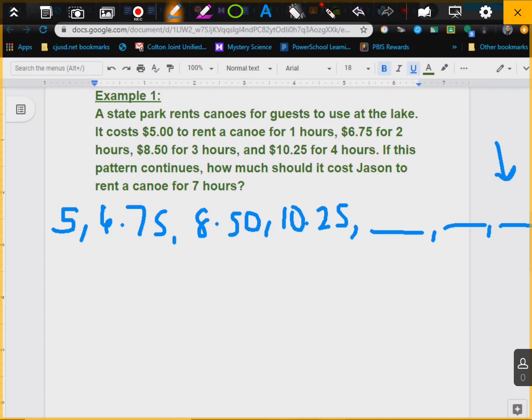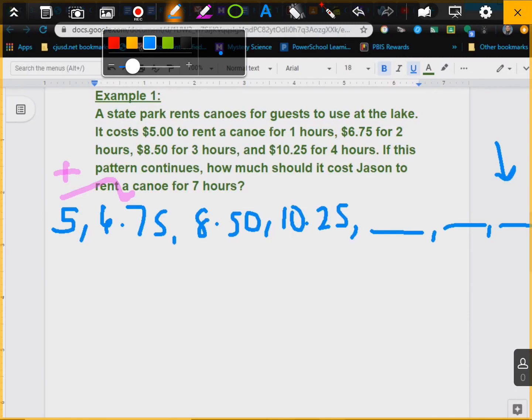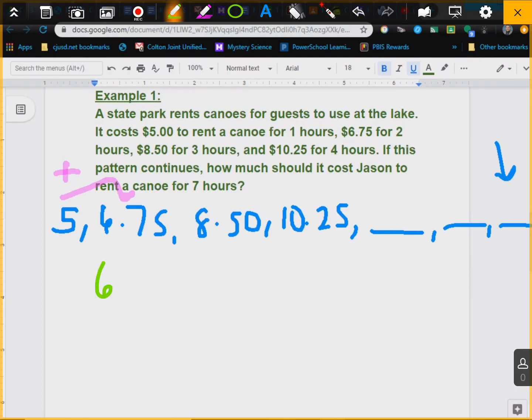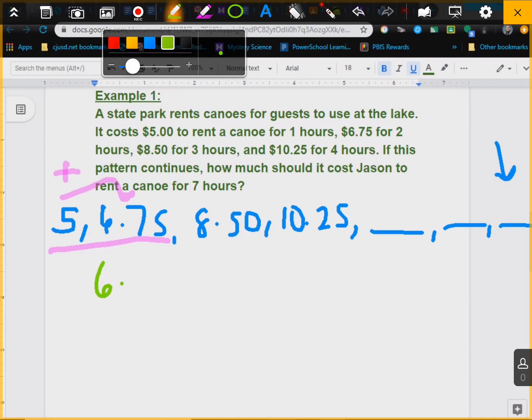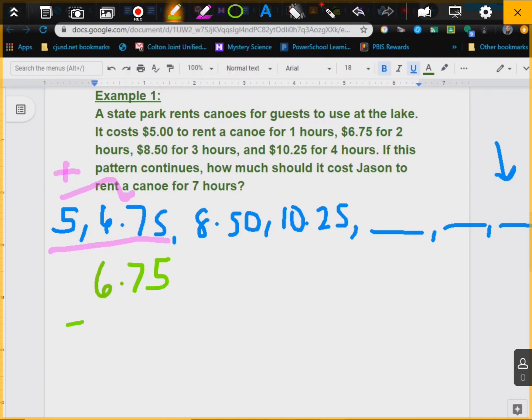So since we know that it's going up, right, it's increasing, we need to do the opposite, which is subtract to find out how much it is going up by. So I'm going to take the 2 lowest terms because that's going to be the simplest one, and do 6.75 minus 5, which would be 1.75. Okay? And let's subtract. 5 minus 0 is 5, 7 minus 0 is 7, 6 minus 5 is 1. Okay, so it's increasing 1.75.